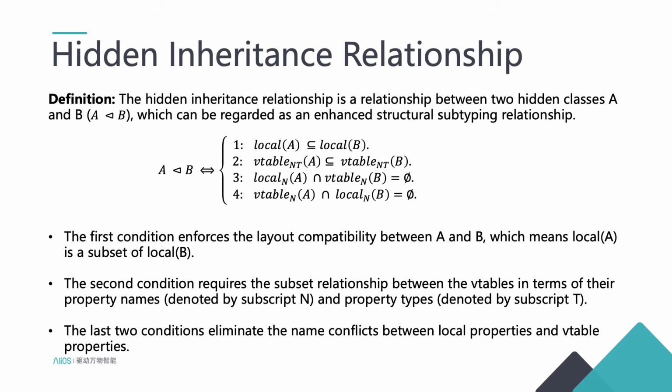The first 2 conditions are designed for specifying the consistency of local properties and vtable properties between hidden classes, which is essential for generating monomorphic inline caches. The last 2 conditions are designed to statically specify the locations of properties and remove the overhead of visiting prototype chains in inline caches.